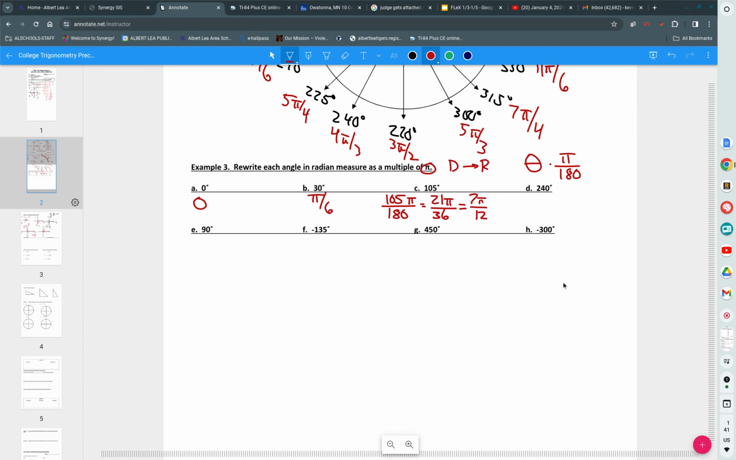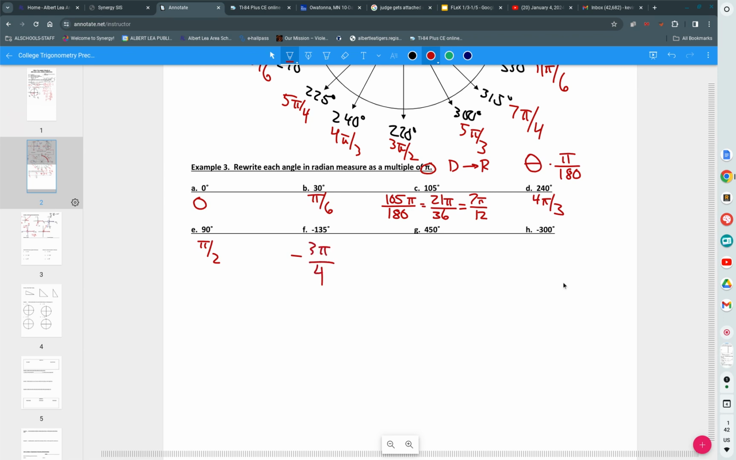But then you might get one that you know quite well. 240. We practice 240. 60 goes into 240 4 times. So it's going to be what? 4 pi over 3. 4 pi over 3. Do you remember what 90 was? Pi over 2. Pi over 2. We could have negative angles. We'll talk about negative later on, but it will be a negative amount. 135, how many slices of pizza is 135 degrees? 3. It is 3 pi over 4.